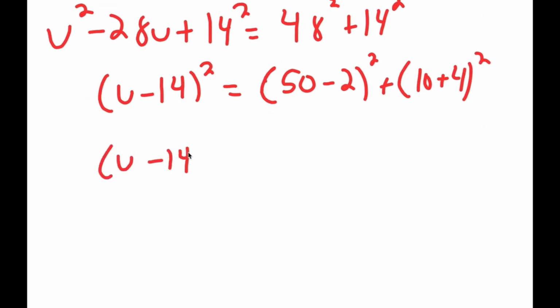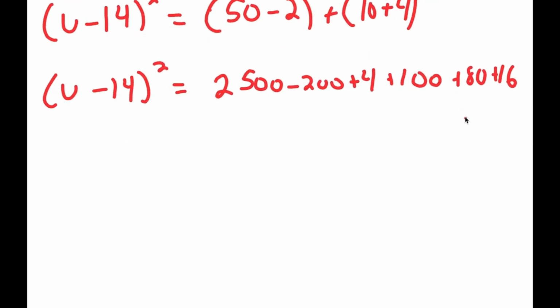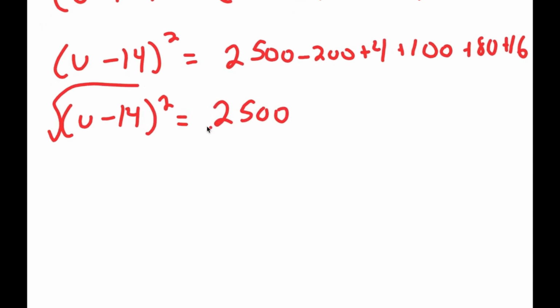Now from here, (u minus 14) squared is equal to 2500 minus 200 plus 4 plus 100 plus 80 plus 16. And now if we add these up, we get (u minus 14) squared is equal to 2500. And if we take the square root on both sides, we get u minus 14 is equal to positive or negative 50.